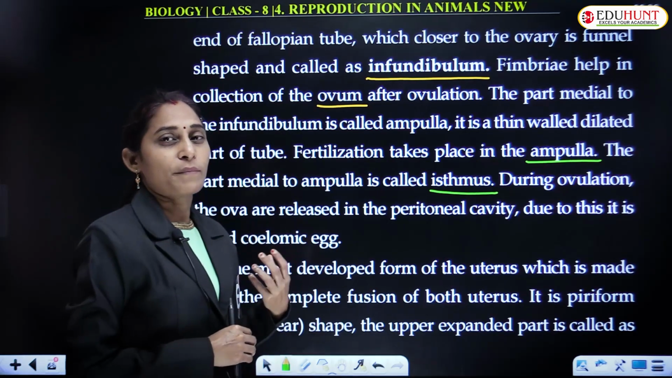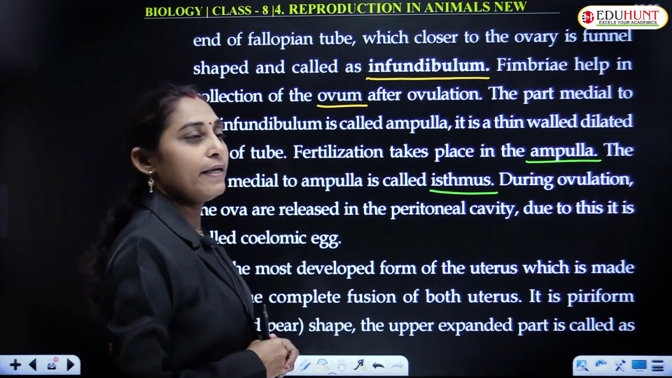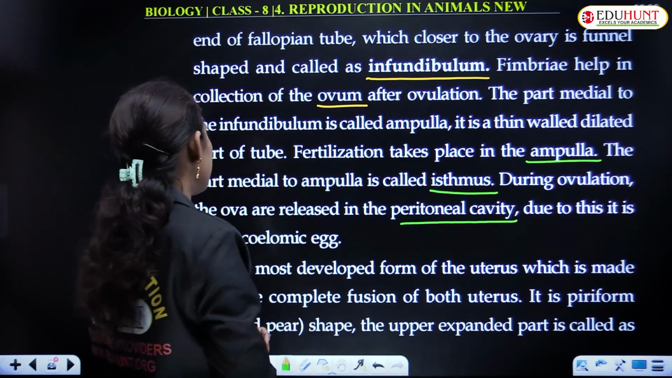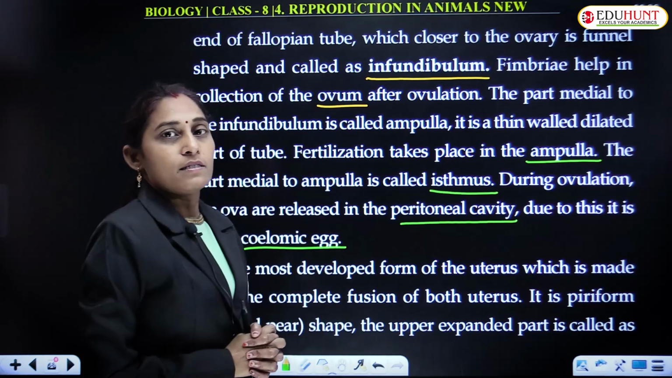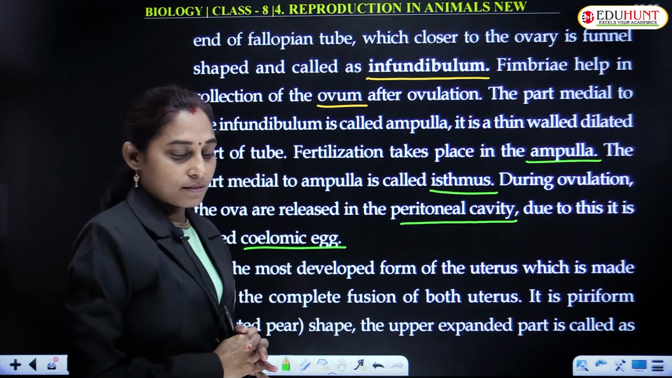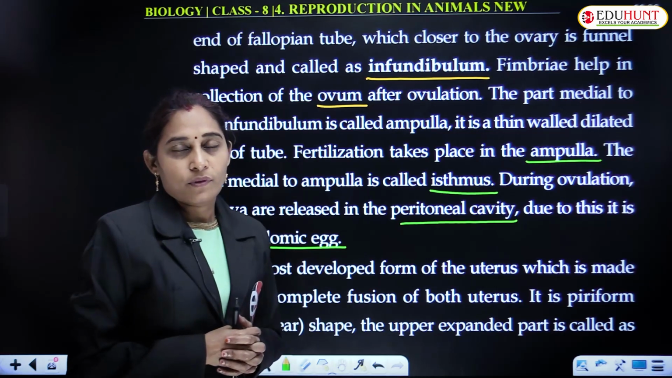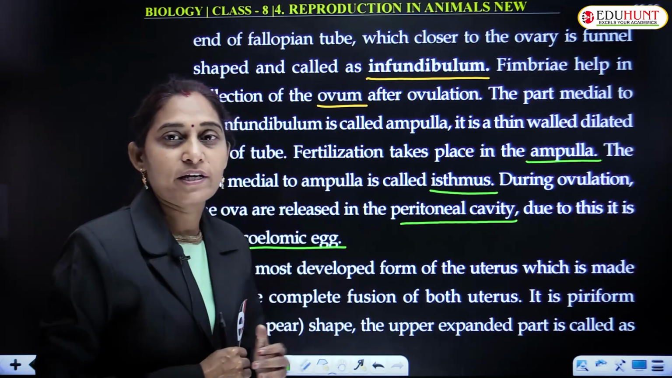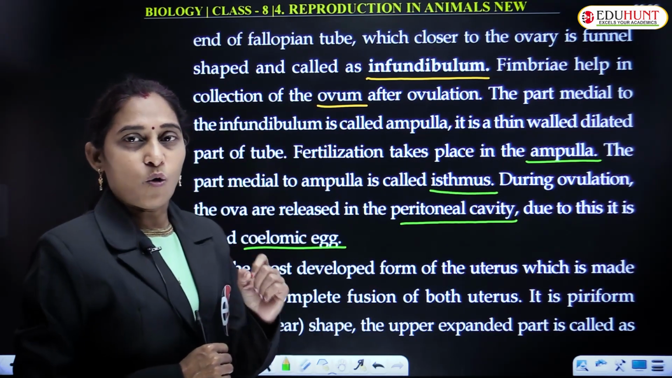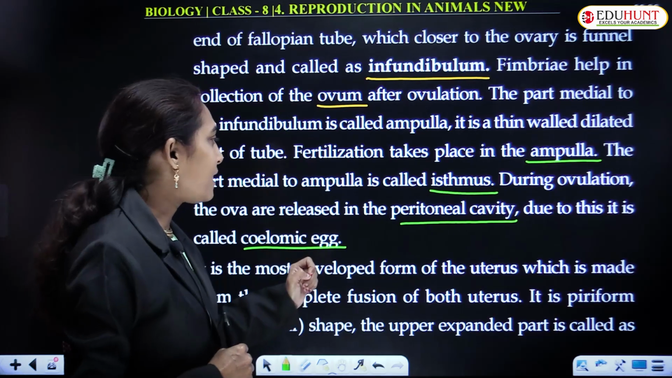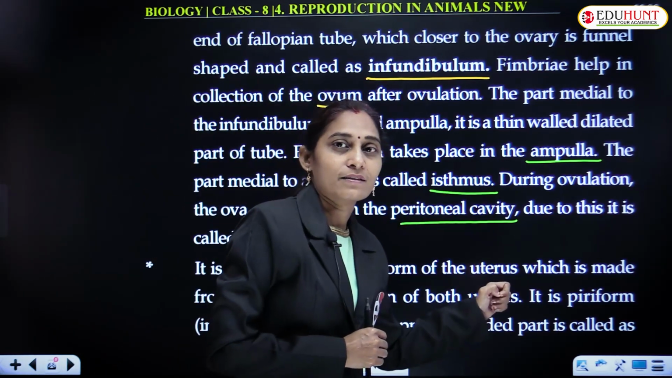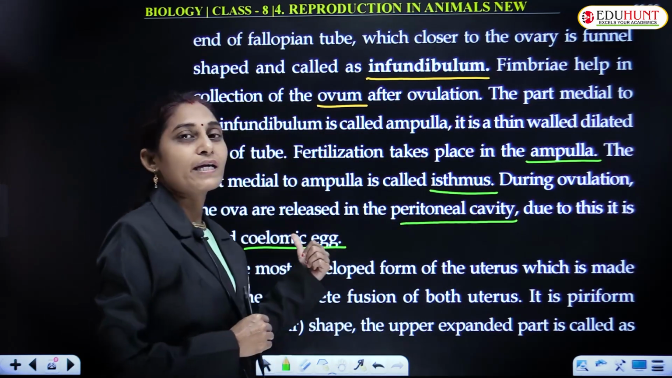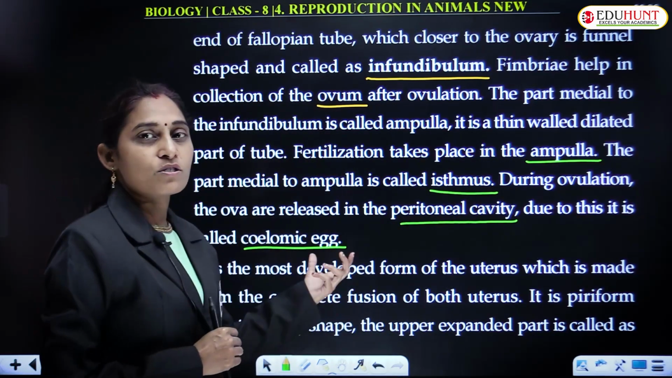During ovulation, the ova are released into the peritoneal cavity, and due to this it is called the coelomic egg. It is not released out. A single ovum is produced by one ovary at a time, and this single ovum is released into the peritoneal cavity. That is why the egg released by a female is known as the coelomic egg.